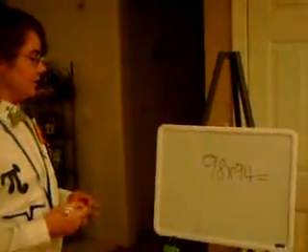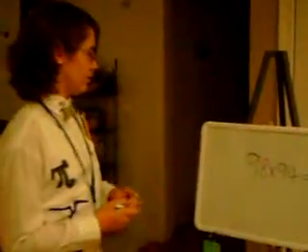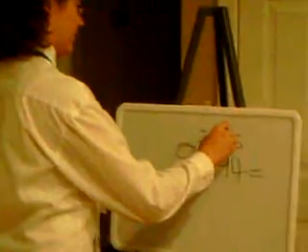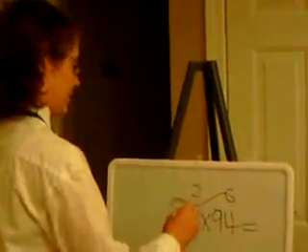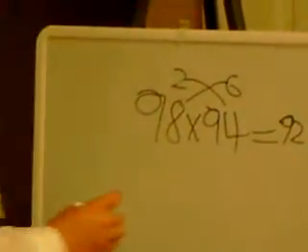So, the first thing you do is find the distance away from 100. 100 minus 98 equals 2, so put that above there. And 100 minus 94 is 6. So you can cross subtract. You can either subtract 6 from 98 or 2 from 94. Either one of those will give you 92. So those are the first two digits.